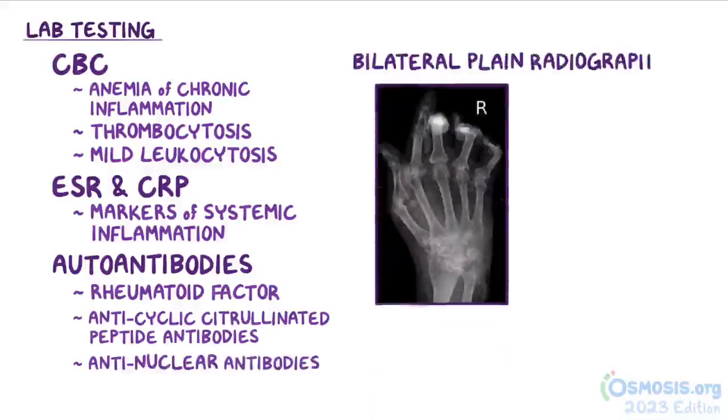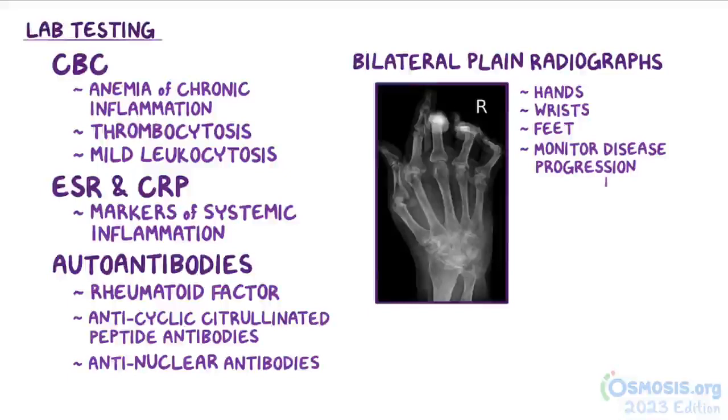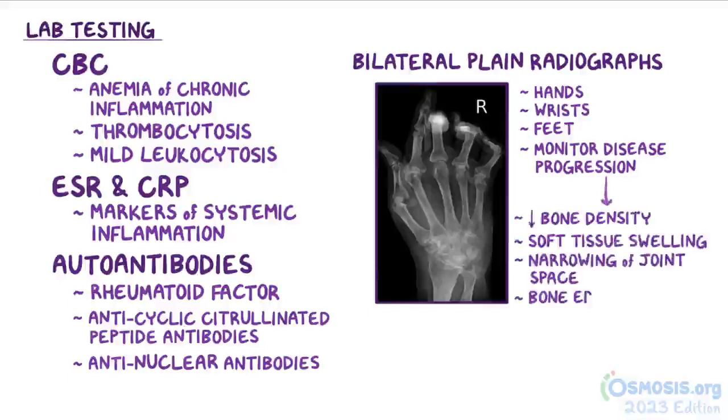Bilateral plain radiographs of the hands, wrists, and feet are also important as a baseline for monitoring disease progression. Over time, changes might include decreased bone density around affected joints, soft tissue swelling, narrowing of the joint space, and bone erosions.